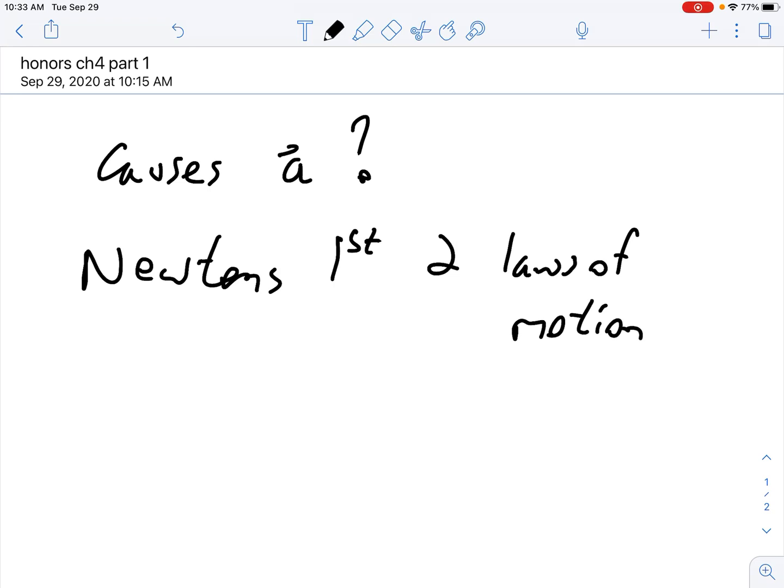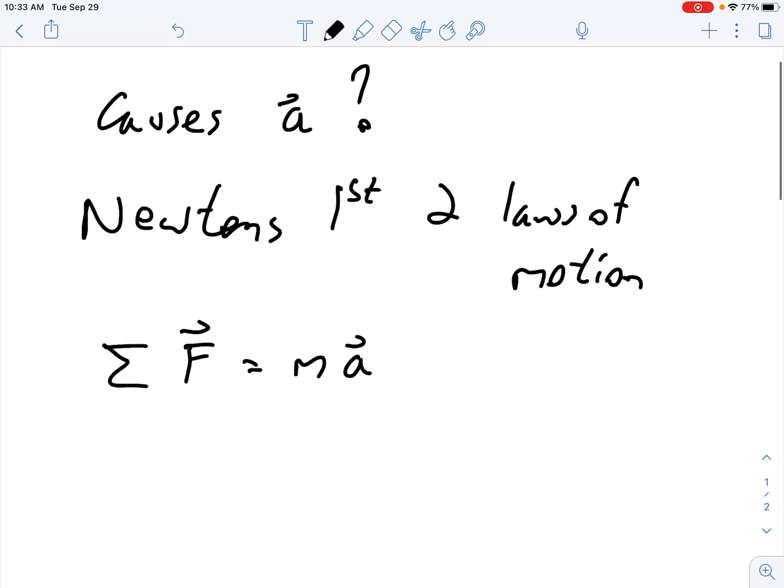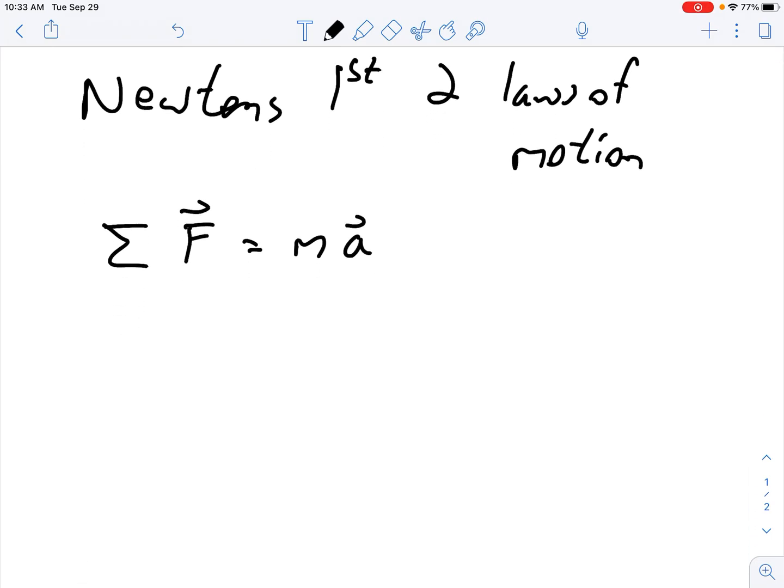The second law of motion ultimately is going to be that the net force equals mass times acceleration. The ultimate goal here is Newton's second law. We'll talk about the first law in a second. This is his second law. This is the end game. Net force equals mass times acceleration.